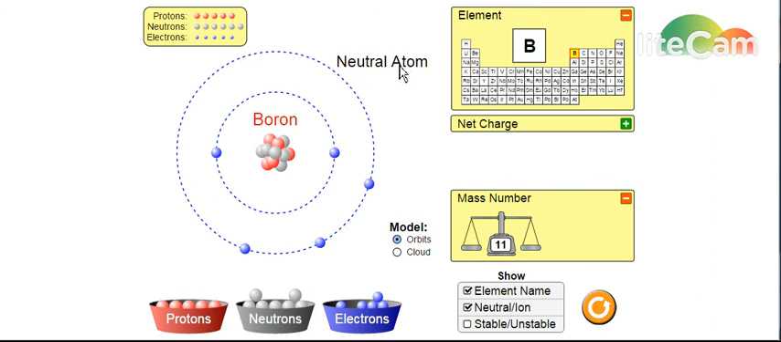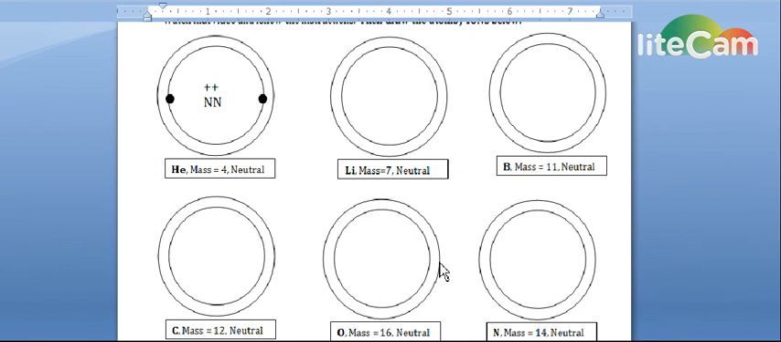Go back to your paper, draw this, then make the other 3 atoms. That's carbon, oxygen, and nitrogen. When you're finished, you should have all of these drawn. You can always ask your teacher or your partner for help if you get stuck.